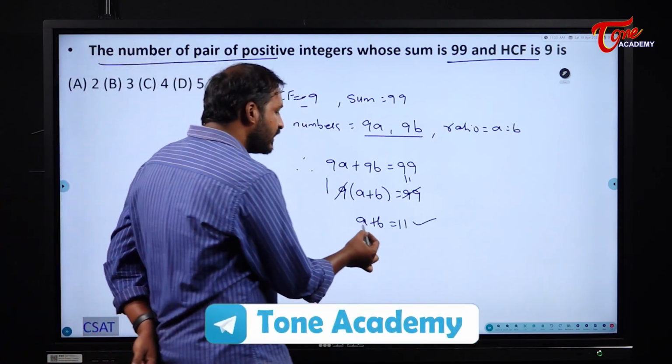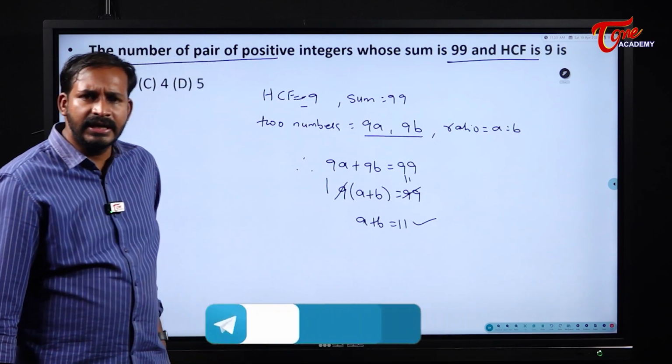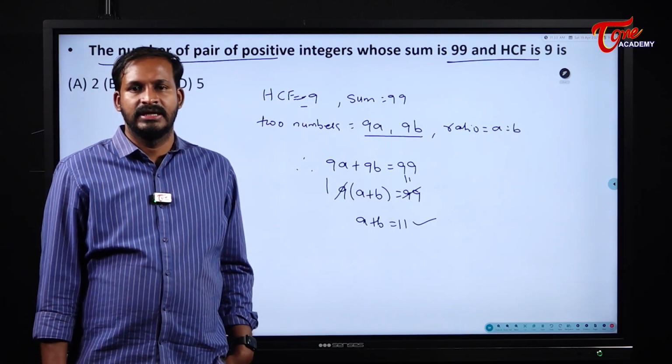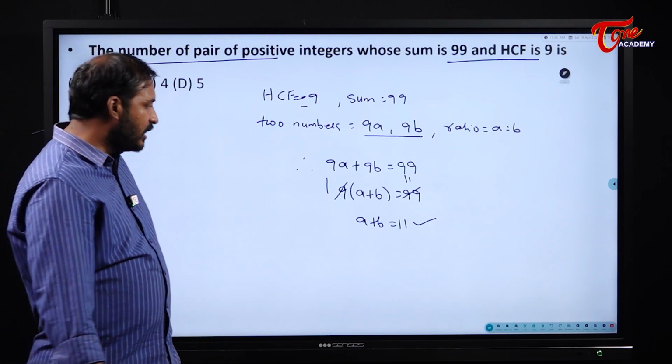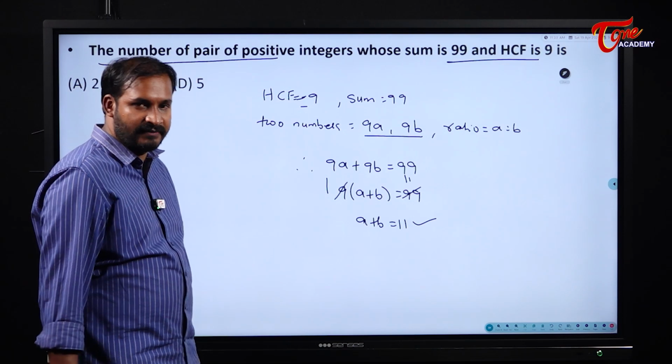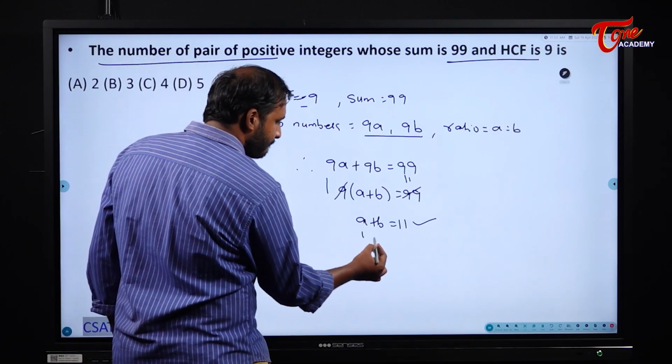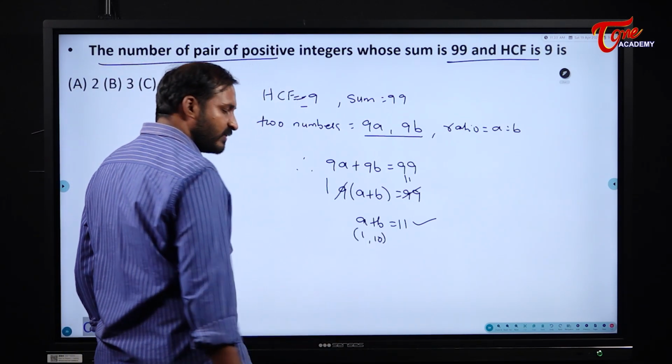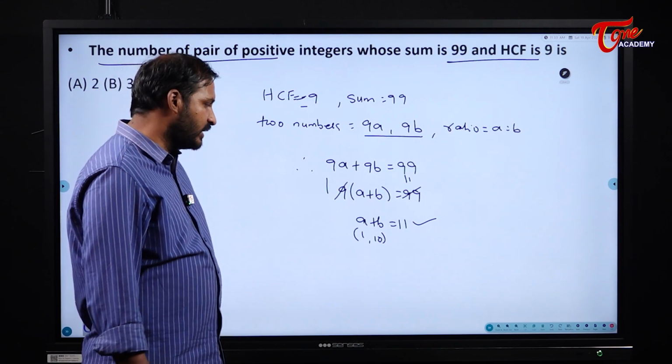And we already know that A and B are co-primes. Now try to write the co-prime pairs of A and B such that their sum is 11. So 1 and 10. 1 and 10 are co-primes. Why? Because their HCF is 1. Their sum is 11.